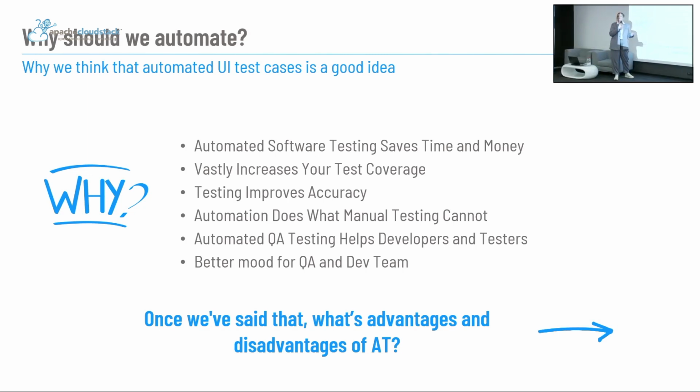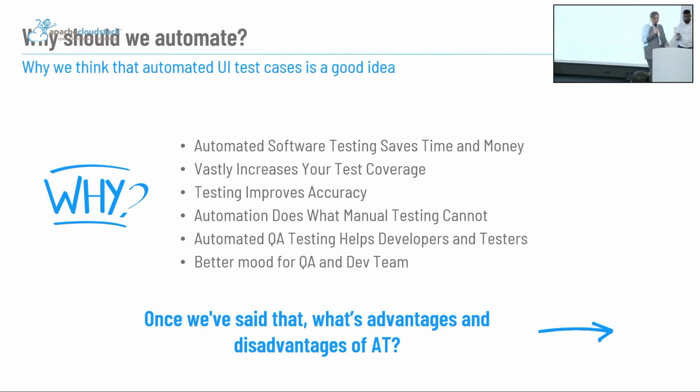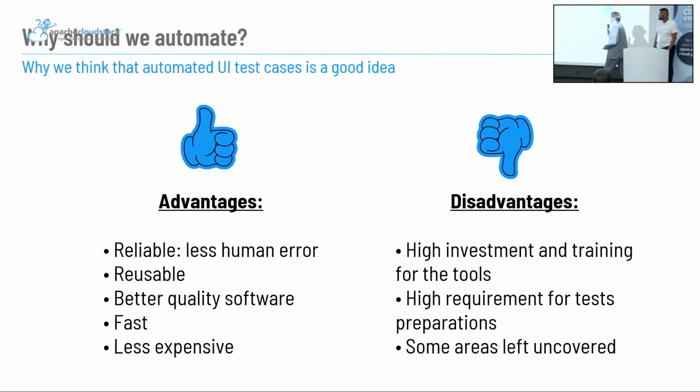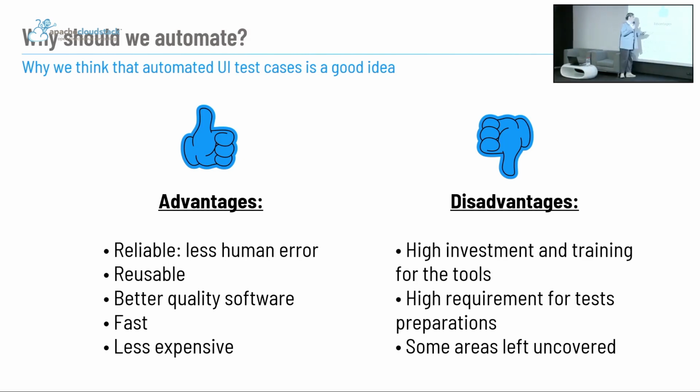Once we've said that, what are the advantages and disadvantages of automated UI testing? I begin with the advantages. First one, reliable, less human error. Sometimes people make errors. Sometimes we miss something that we can do with automation. It's reusable. Better quality software, fast and less expensive. I will add, sometimes we will have a better user experience with automatic testing.